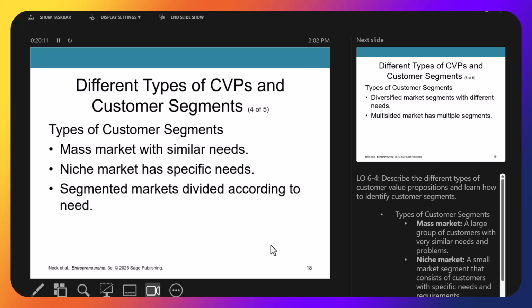Segmented markets are divided into two. So this is where you may have two markets, but you're serving one. To give you an example, it's like Uber. Uber has drivers and contractors, and then they have customers.